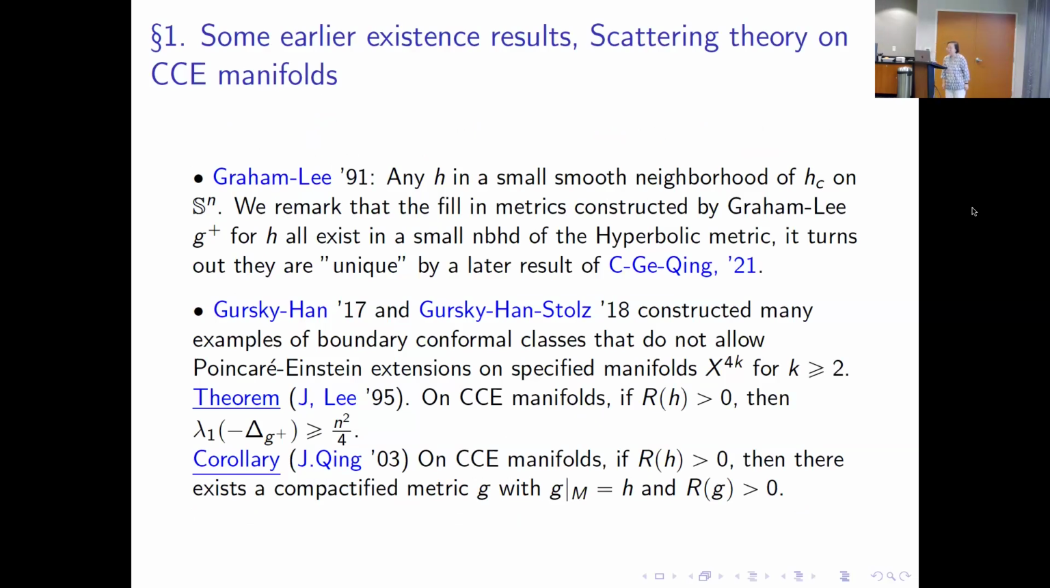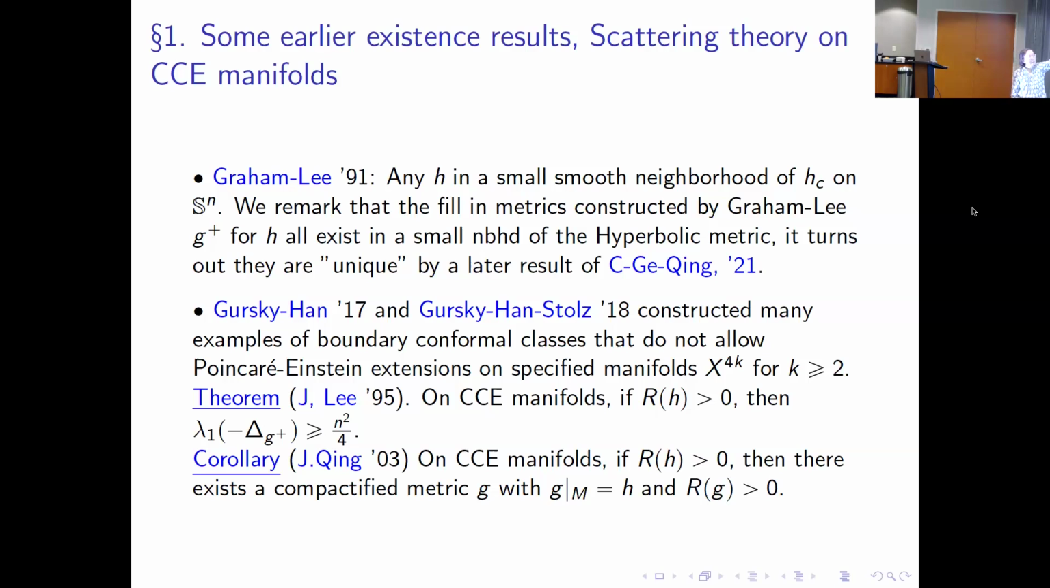And now let me talk a little bit about certain existence results. I'm just choosing the ones related to what I want to talk about later. The first one is the important filling-in result of Graham and Lee, saying that if you perturb the standard metric on S^n, then in a small C^{2,alpha} neighborhood, you can have a filling in. In this case, there is also the example that on S^n with canonical metric, Qingjie has an early result saying that the hyperbolic ball is the unique filling in.